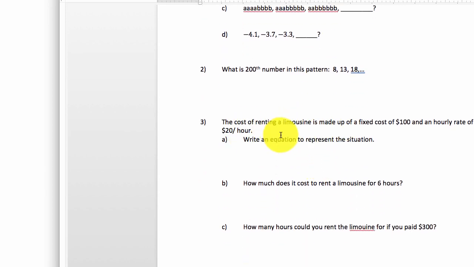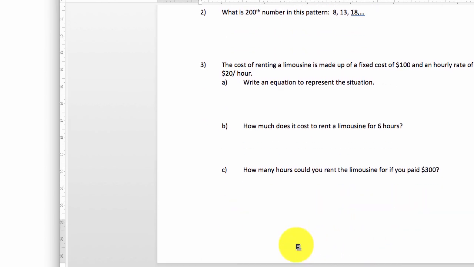Here's another one where you have to find an equation. It talks about renting a limousine. Find an equation, and then you can use your equation to figure out the cost for 6 hours and how much you could pay for your limousine. How many hours could you rent the limousine for if you paid $300?